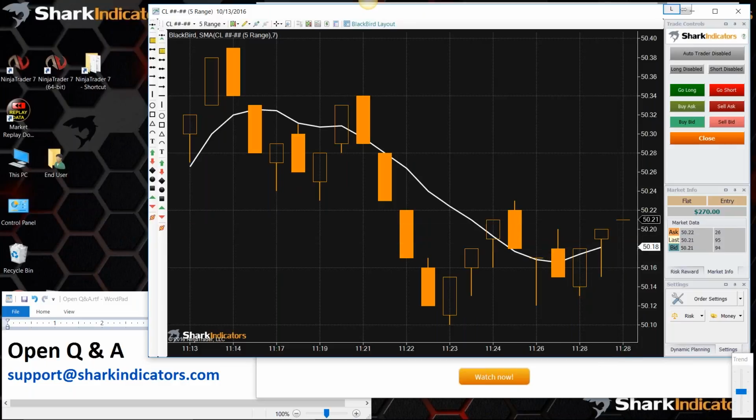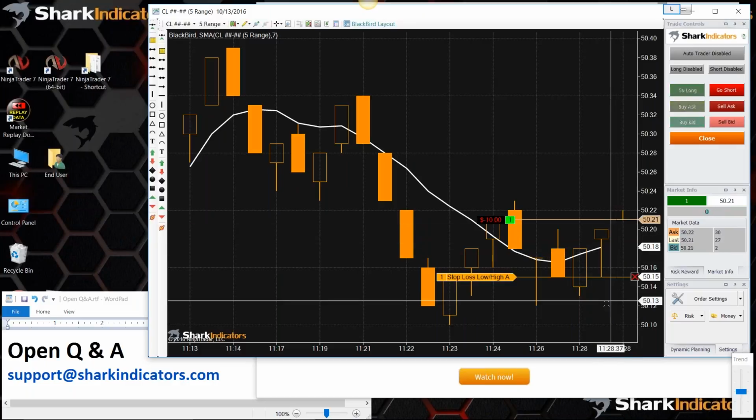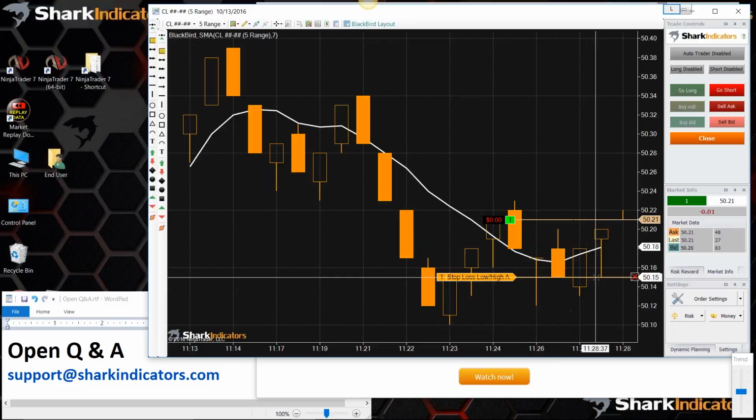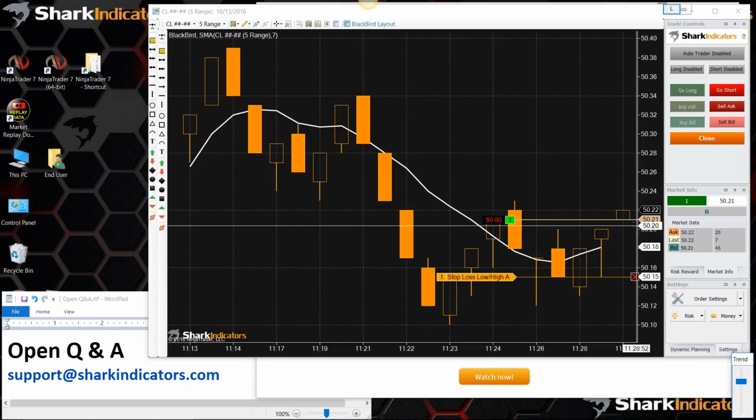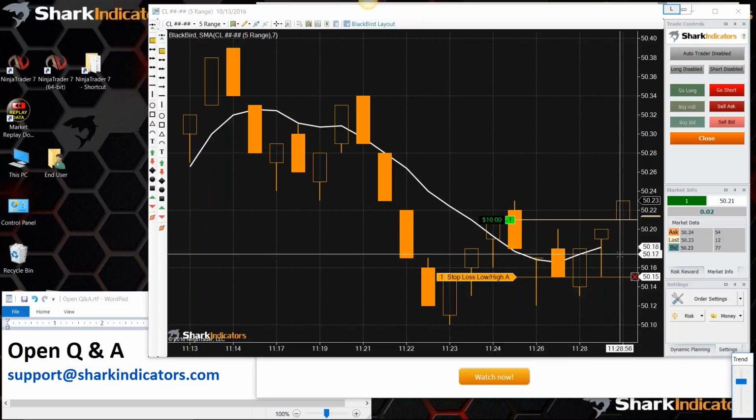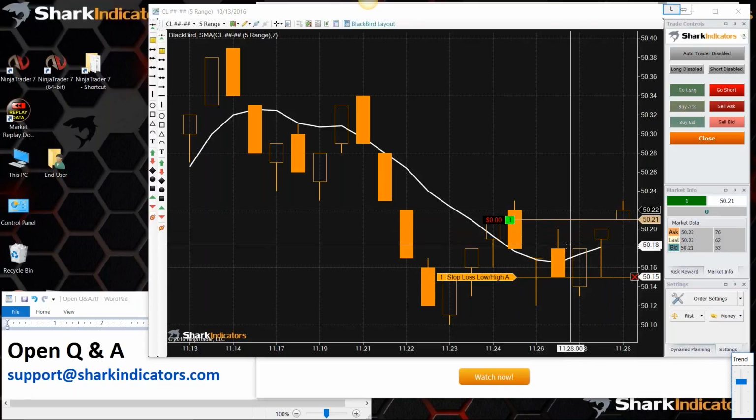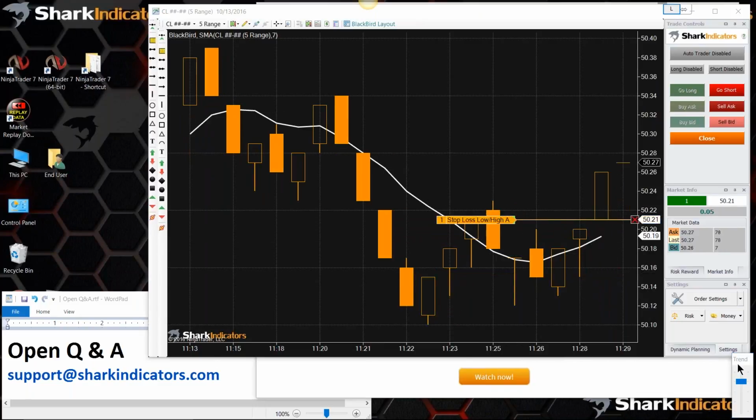Okay, it looks like we're in a little bit of an uptrend, so let's go long. There's our trailing at the low of the previous bar. I'll just push the trend up a little bit. We can watch this market go up, and we can watch the stop loss just trail the low of the previous bar. And there we go, the stop loss just moved up to the previous low. Let me get this trend up a little faster.